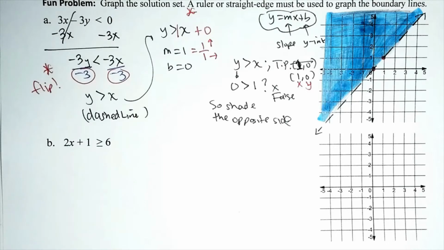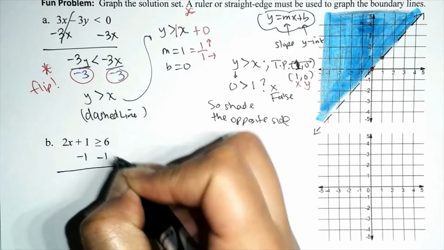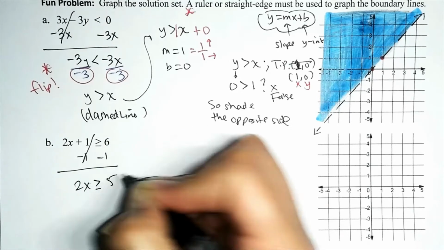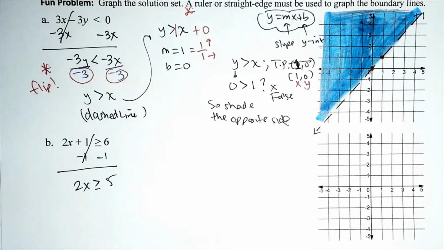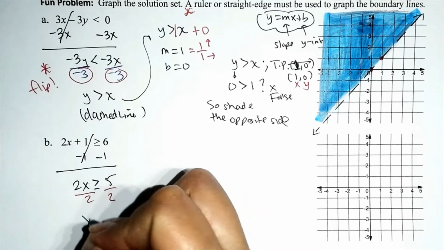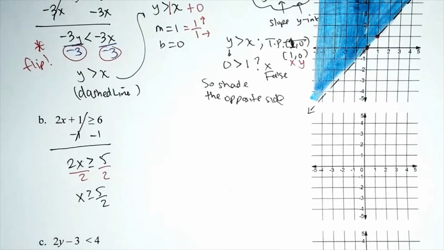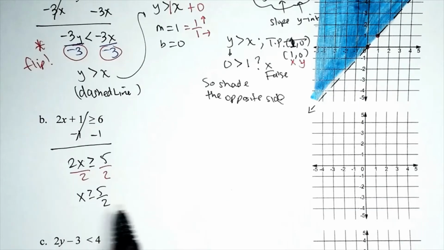So in this case, we're going to solve for the only variable that we see, which is x. So let's go ahead, subtract 1 from both sides, and that will give us 2x is greater than or equal to 5. We keep our cool. After we divide both sides by 2, that will give us that x is greater than or equal to 5 halves. Okay, so in this case, we have a vertical line that intersects the x-axis at 5 halves.